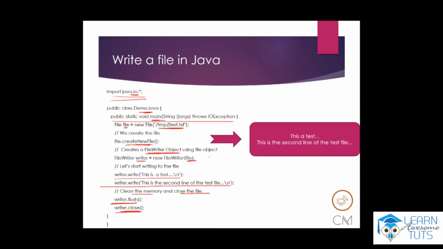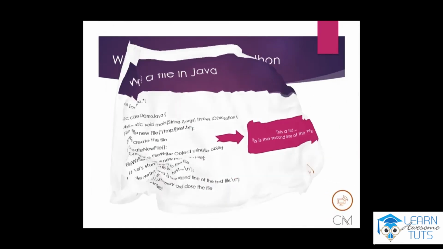So this will get us the output in this file, in this jtest.txt. The first line will be "This is a test", as you can see. I will change line, and then I will print "This is the second line of the test file", and then I will change line again.